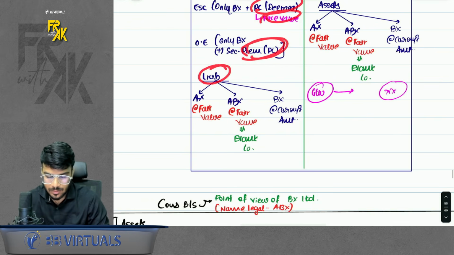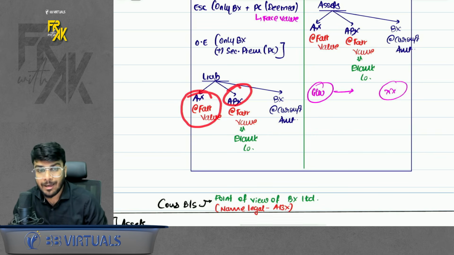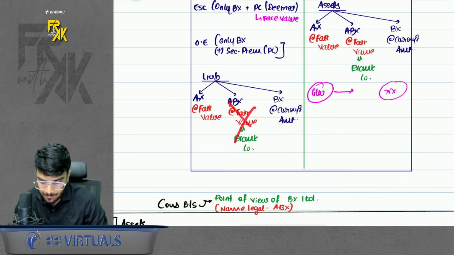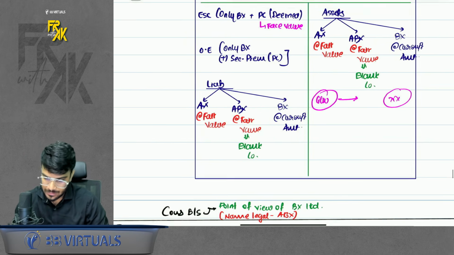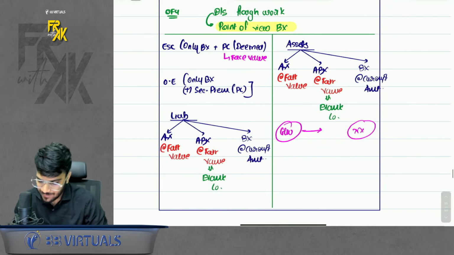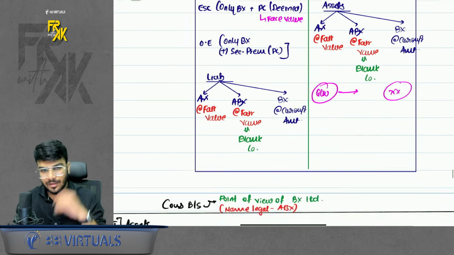Then liabilities. AX being the acquiree, we will take at fair value. ABX being the acquiree, we will take at fair value, but ABX is a blank company, nothing will come. And BX's own liabilities stay at carrying amount only. Same is the case with assets. And finally, don't forget to record the goodwill in your balance sheet. This is something which you will surely forget. So do remember, don't forget it. Okay, chalo.